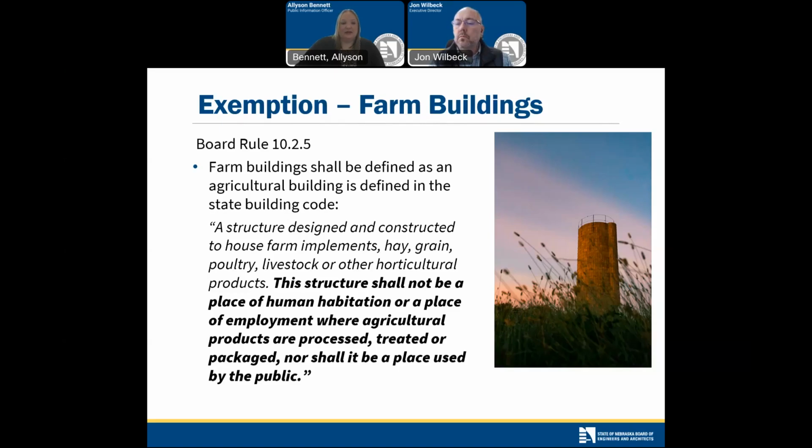So again, if it has human habitation, like we talked about with receptions or something similar, those are not going to be considered farm buildings. So again, it's what the purpose is of the structure to determine the occupancy.